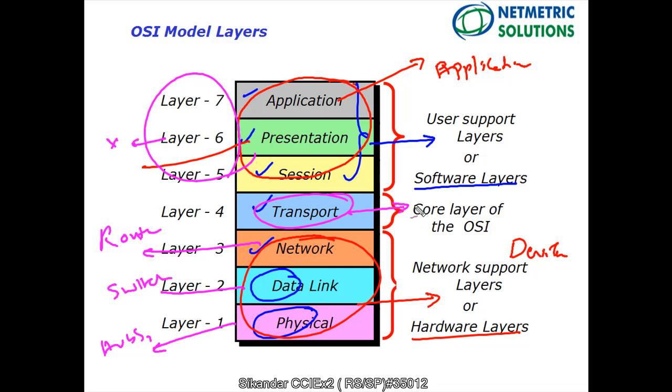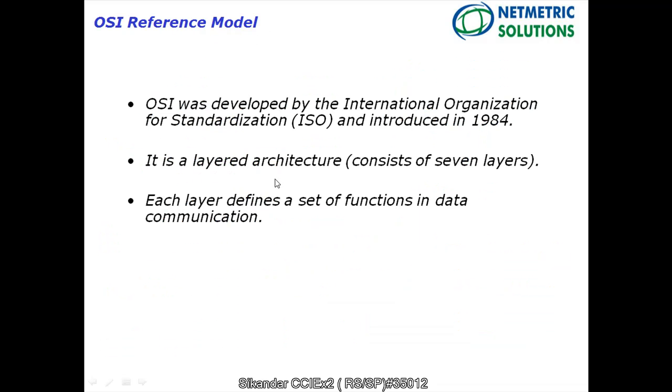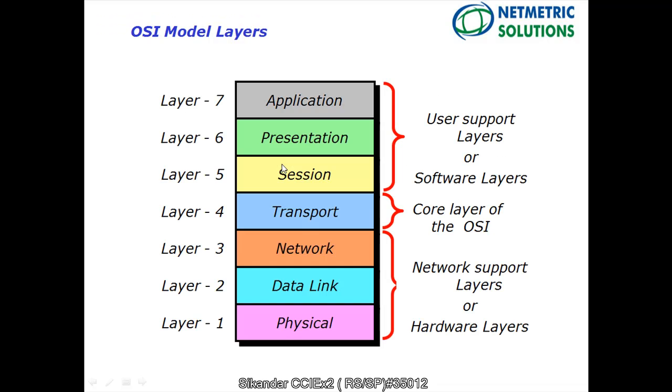The transport layer is the core layer of the OSI model, which interconnects your hardware layers and the software layers. We are going to see each and every layer in detail. Now the first thing, as per your CCNA examination, you need to remember this order. That is one important thing.